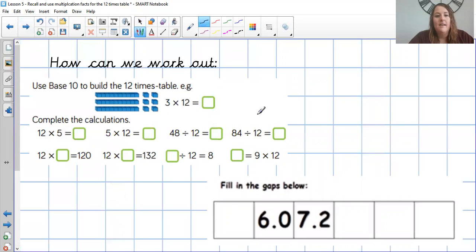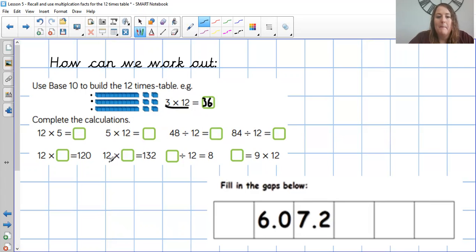Okay. How can we work these out then? So it says here to use the base 10 to build the 12 times table. So for example, the question it's given us here is 3 times 12, and what it's done is it's drawn them out 3 times. So you could add those up, and I know that 3 times 12 would be 36 because I can add those up.